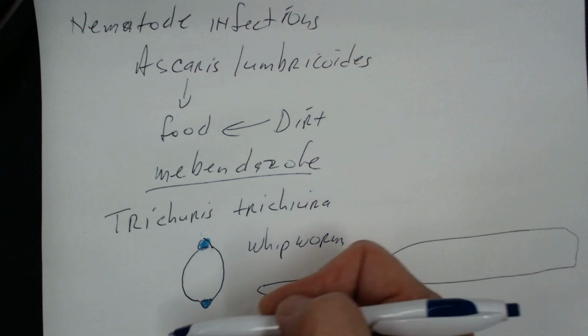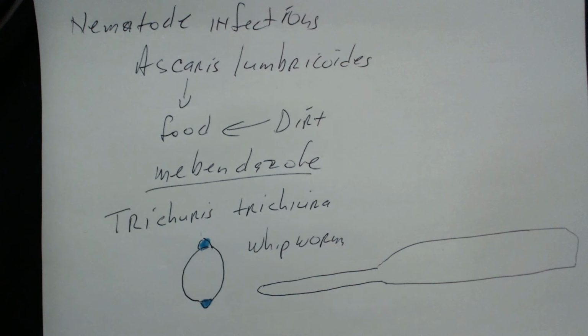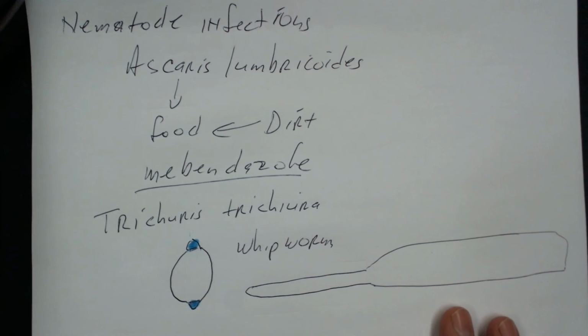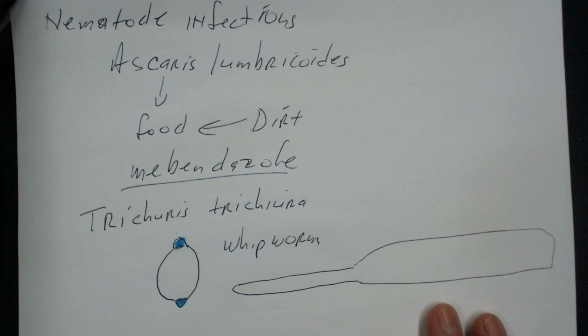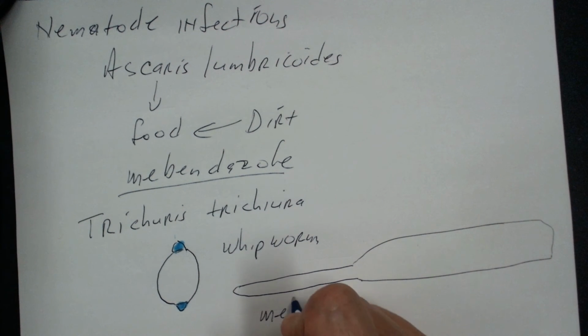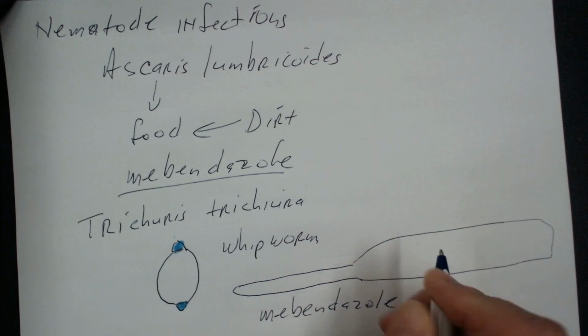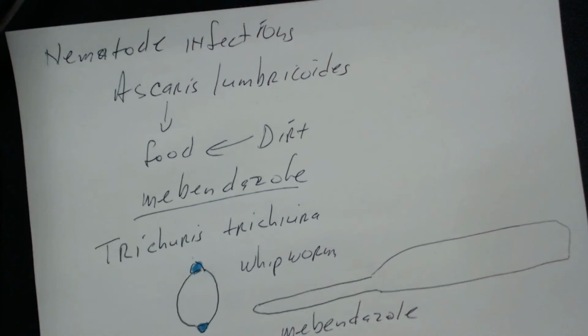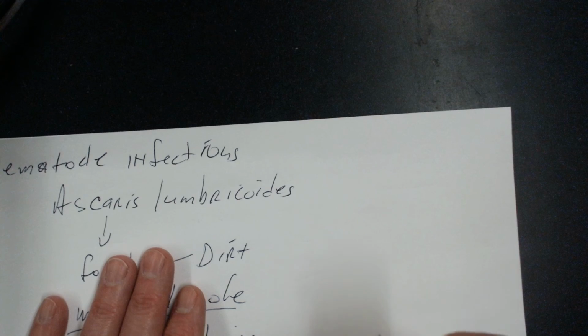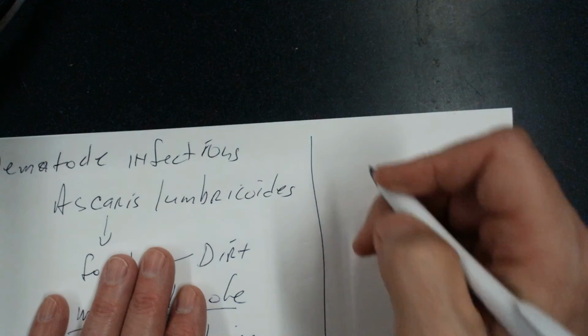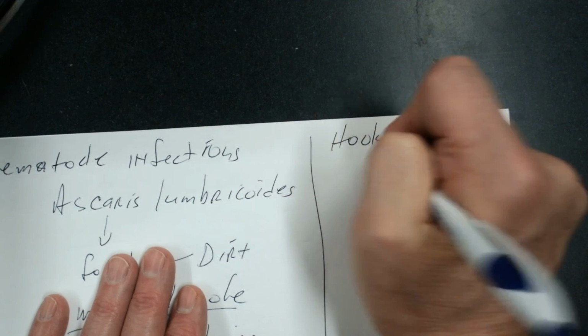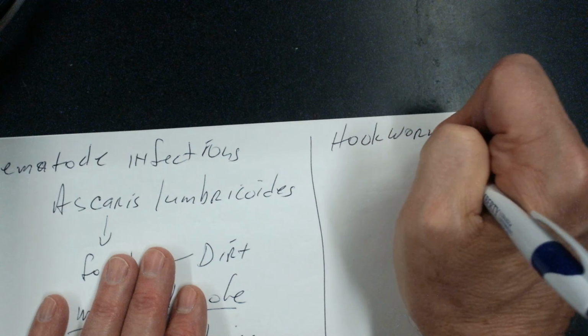And the slender end inserts into the intestine, and it feeds, and treatment is with mebendazole. Works very well on these critters. Two others I want to talk about. One is hookworm, because hookworm you still get in the U.S.